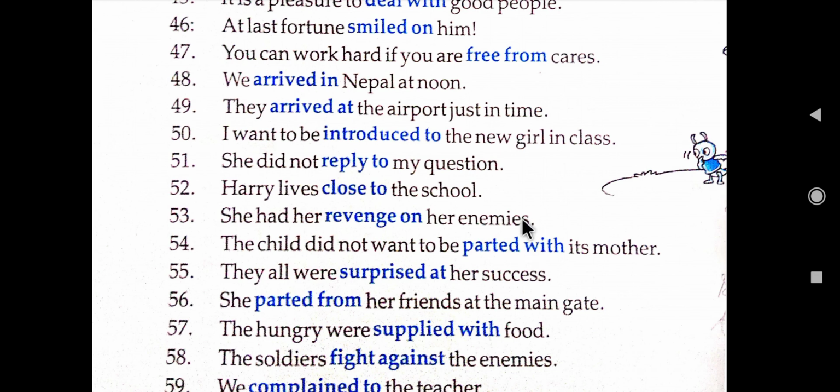So these are the 50 examples given to you, but there are many other fixed prepositions in grammar. So just have a revision. As much as you revise, you will learn more. So in today's online class, your teacher will discuss the exercises related to this preposition.